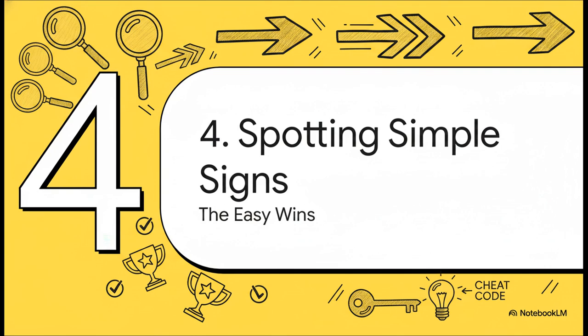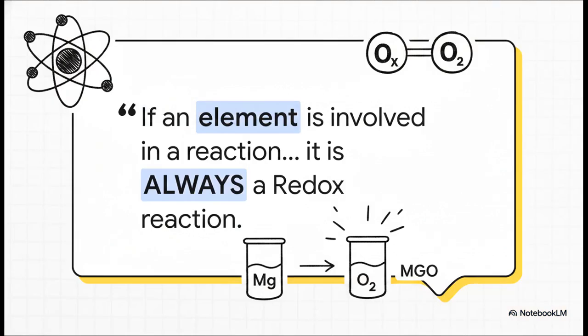Okay, we've wrestled with the tricky ones. Now for the fun part, the easy wins. I like to call these the cheat codes of reaction types. These are the ones with such obvious dead giveaways that you can spot them from a mile away. Listen up, because this is your golden rule.